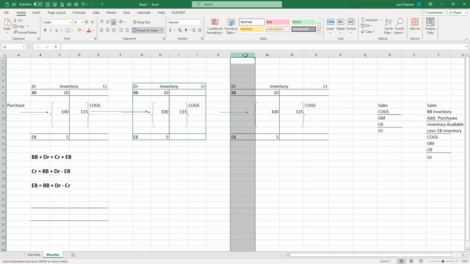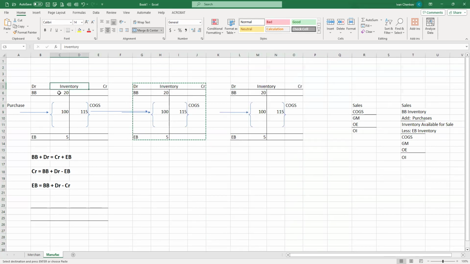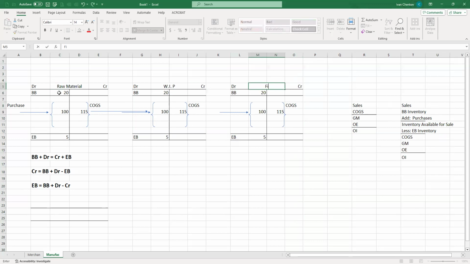What will be the first one? The first one, we're going to call it raw material. The second one, we're going to call it work in process. And the last one, we're going to call it finished goods.